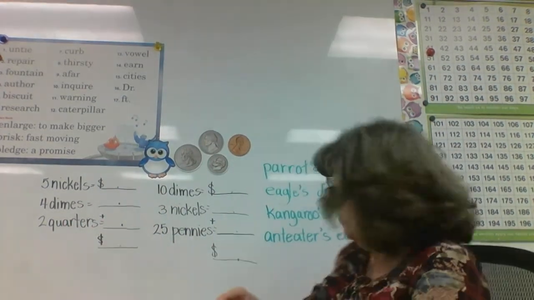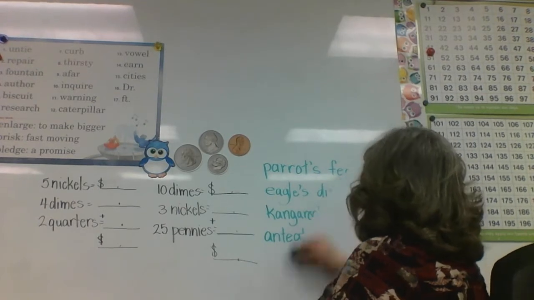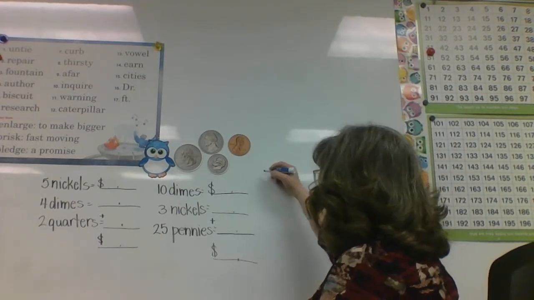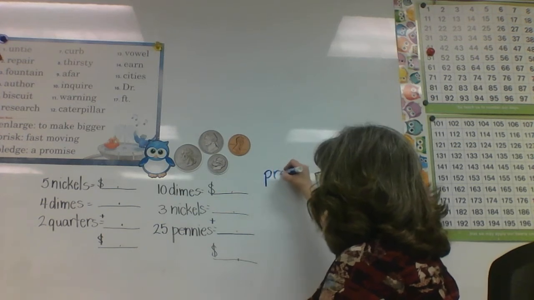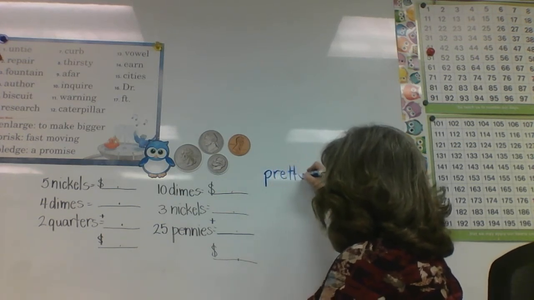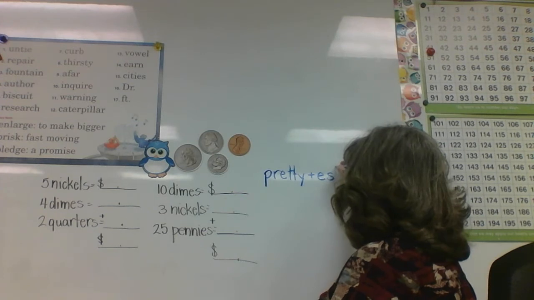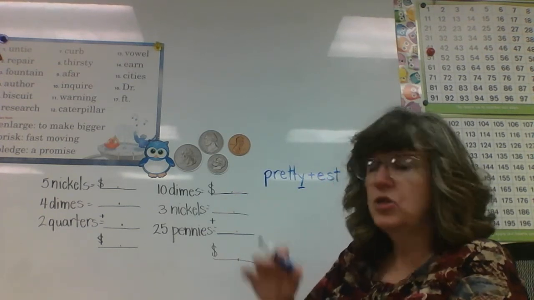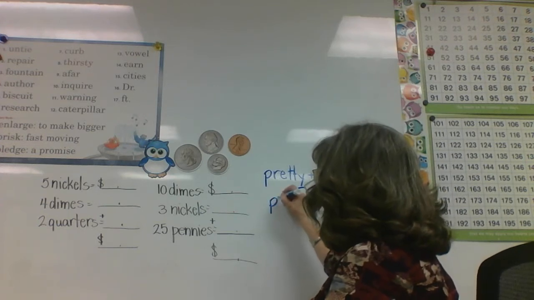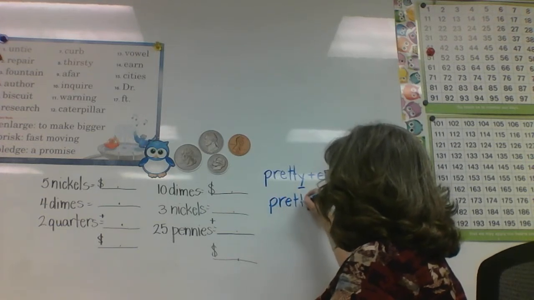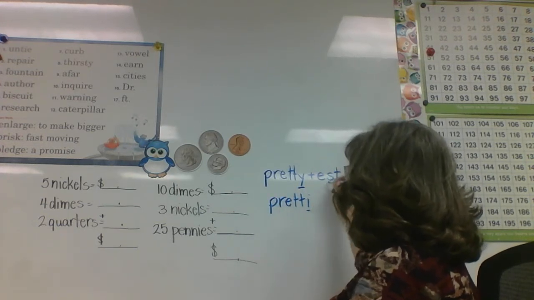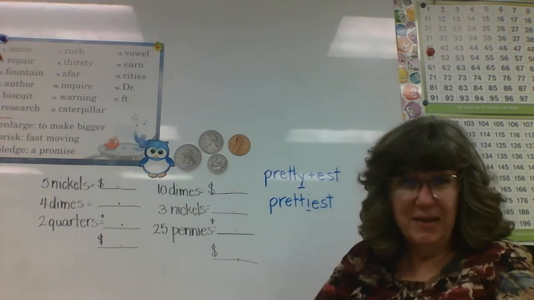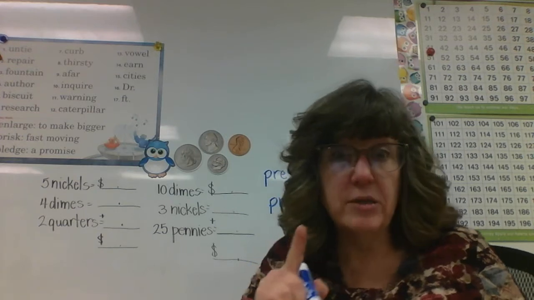So let's write that word up here. Okay, get rid of all this stuff. Okay, so we have pretty plus E-S-T. So what's my rule about Y? Change the Y to an I. So let's do that first. Write the word pretty. Change the Y to an I, and then we're going to add E-S-T. Prettiest. Okay? Don't get tricked on the next one.